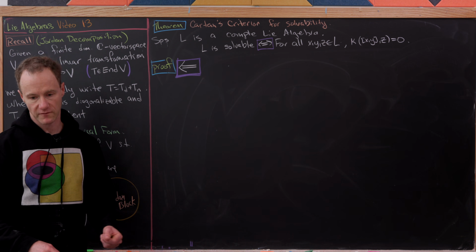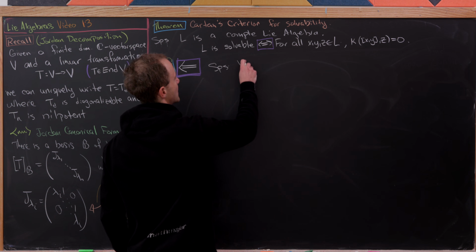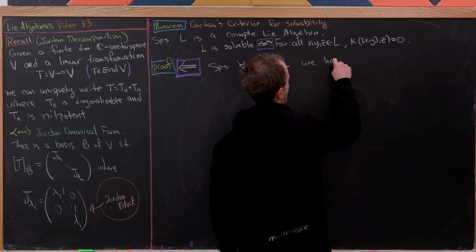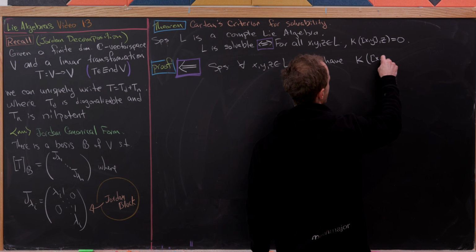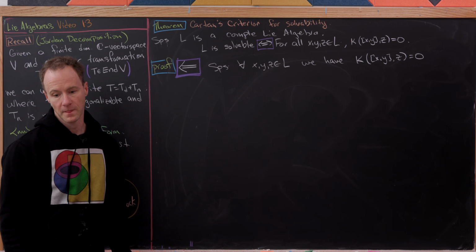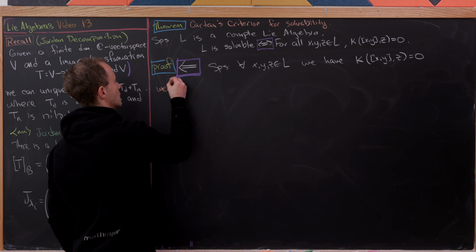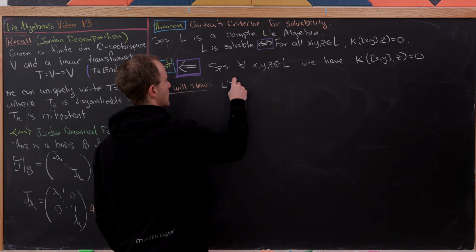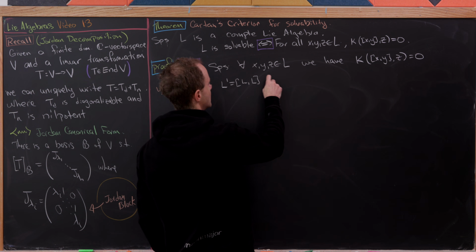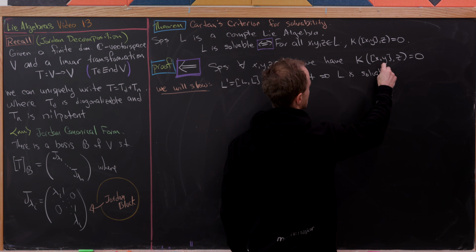Now moving on to the reverse direction. So we'll suppose that all of this holds. Suppose for all x, y, z in our Lie algebra L, we have this Killing form on the bracket of x with y and z equal to 0. And then here's in fact what we'll show: that if L', which let's recall is the derived subalgebra of L, is nilpotent, then that implies that L is solvable.